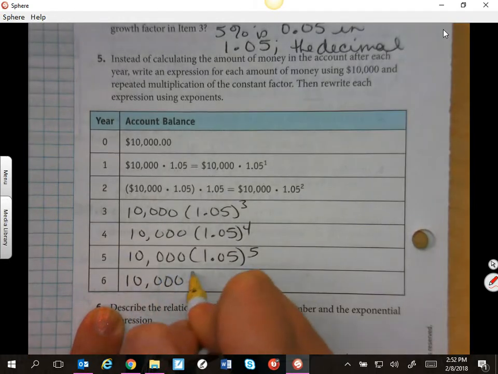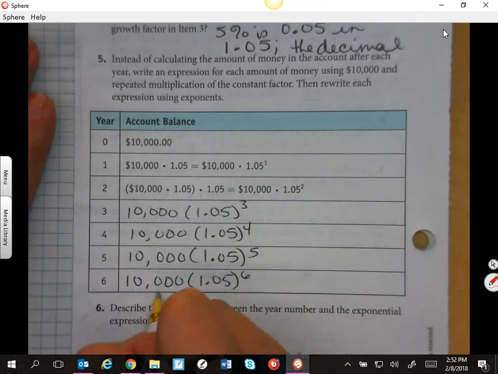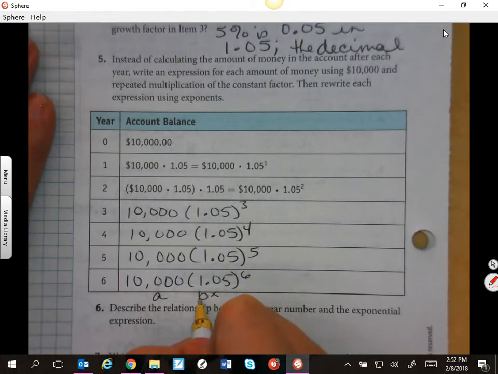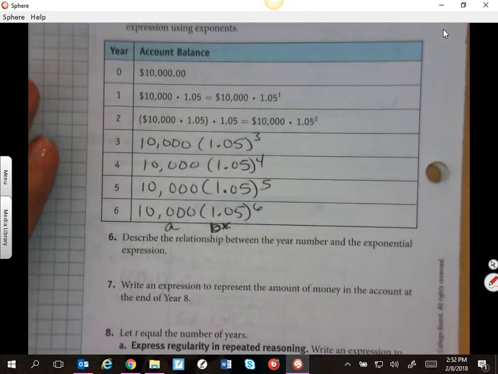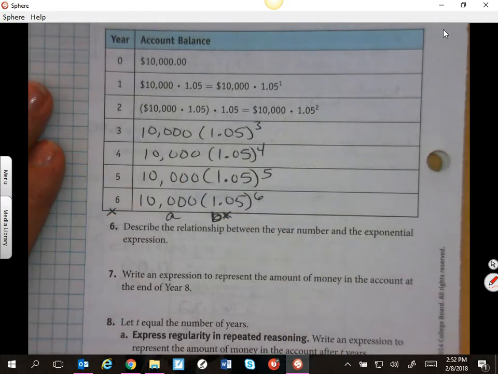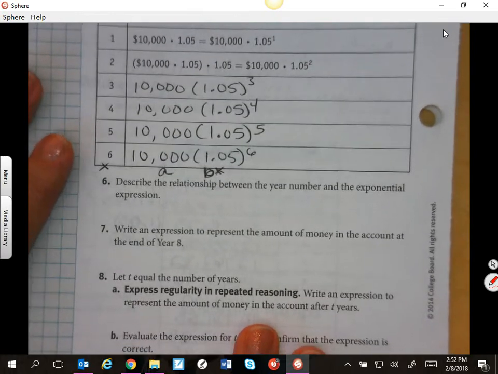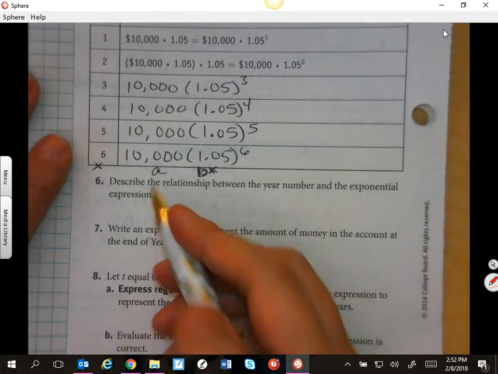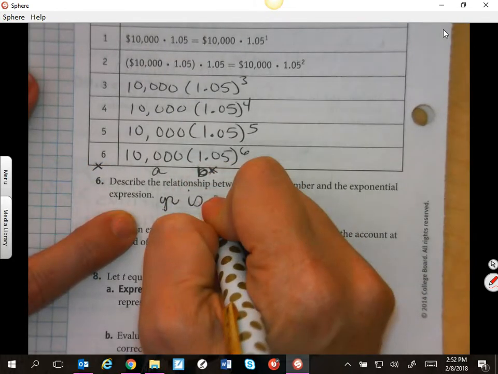So this is going to help us write that equation. And if you remember, our exponential equations are such that we have a b to the x power, right? So our a is that 10,000, that principal amount. B is our constant factor of 1.05, and x in this case is going to be our years. What is the relationship between the year number and the exponential expression? Okay, so right here, what we were talking about. So we can say the year is the exponent.